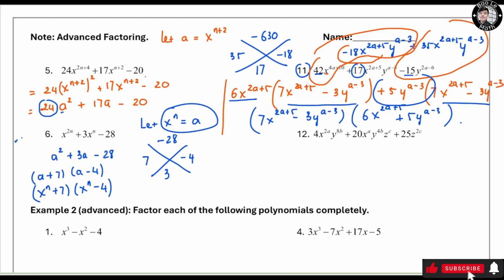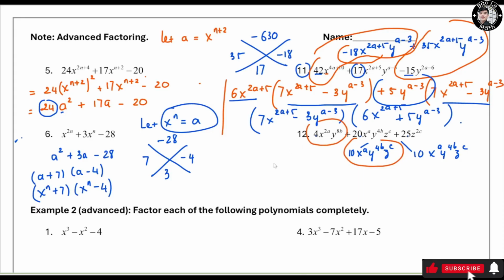Now, number 12, similar to number 11, you need to find two numbers that multiply to 25 times 4, which is 100, and add up to 20, which is 10 and 10. So this can be written as 10s raised to the a, y raised to the 4b, z raised to the c, and another 10s raised to the a, y raised to the 4b, and z raised to the c. Now I'm going to group the first term and this term.